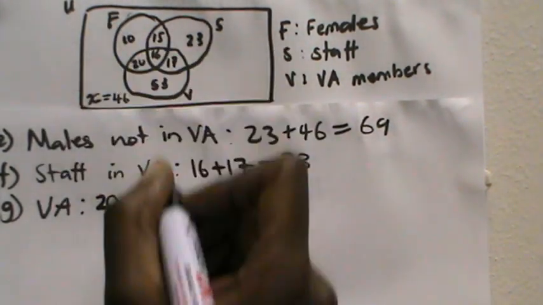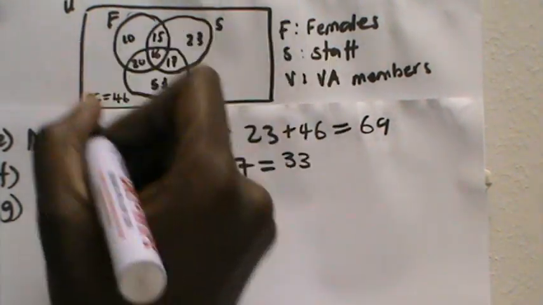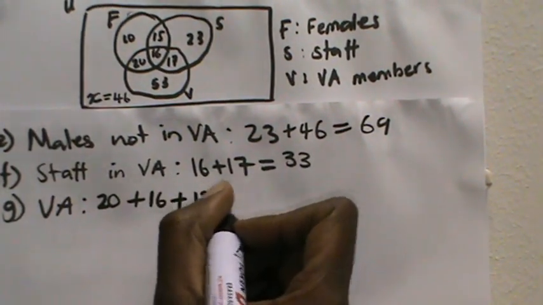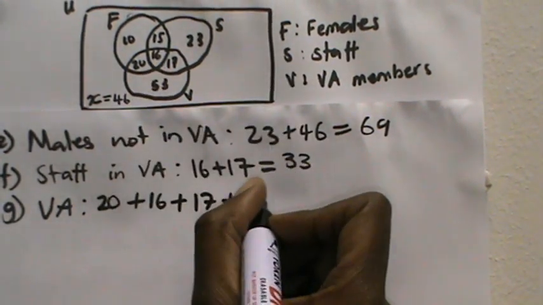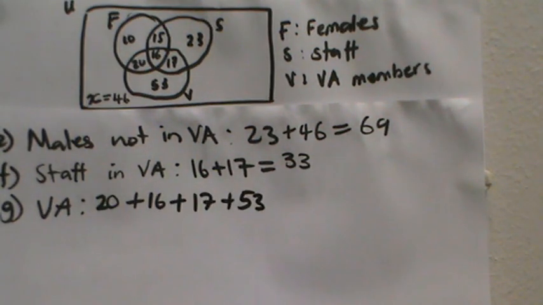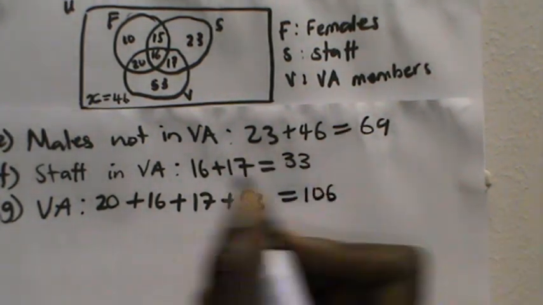16, it's inside the circle, so I count it. 17 inside the circle, so I count it. 53 inside the circle, so I count it. So whether they're students, I count them. Whether they're staff, I count them. Whether they're male, I count them. Whether they're female, I count them. Whether they're all three, I count them. And then this I just add on my calculator and I should get 106 people.